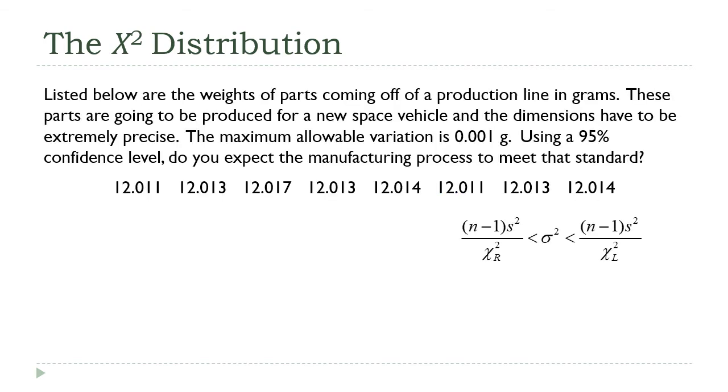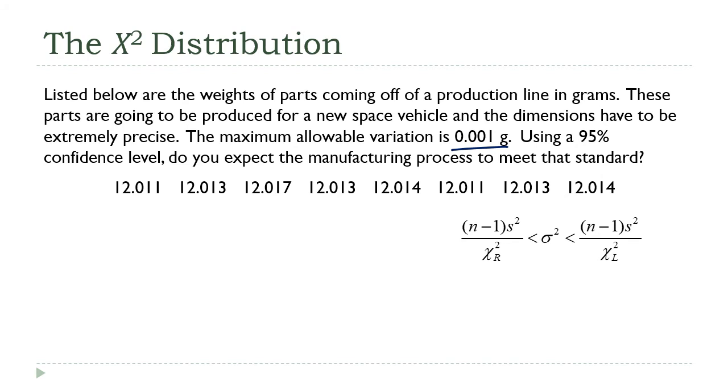So I've got a somewhat more practical example here. You can pause if you need to, take a second, read this over. What we have here is a situation where we're building parts for a space vehicle, and some of those parts have extremely low tolerances. They need to have very exact dimensions, and in this case, we're doing that by looking at the weight. The maximum allowable variation is this very small number. So using a 95% confidence interval, do we expect the manufacturing process to meet this standard?